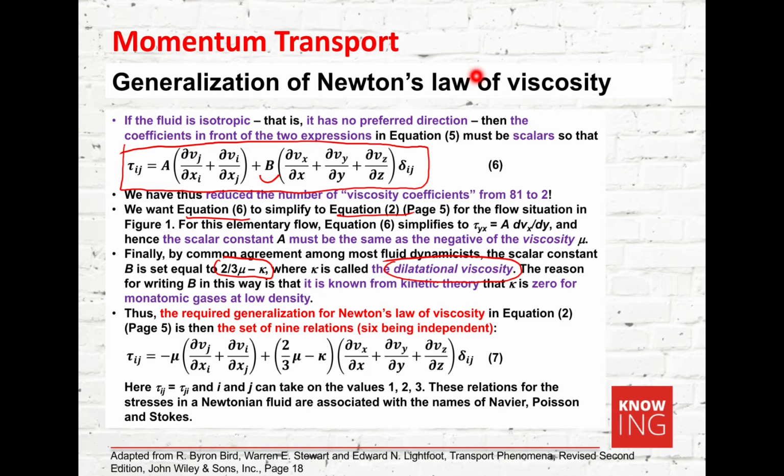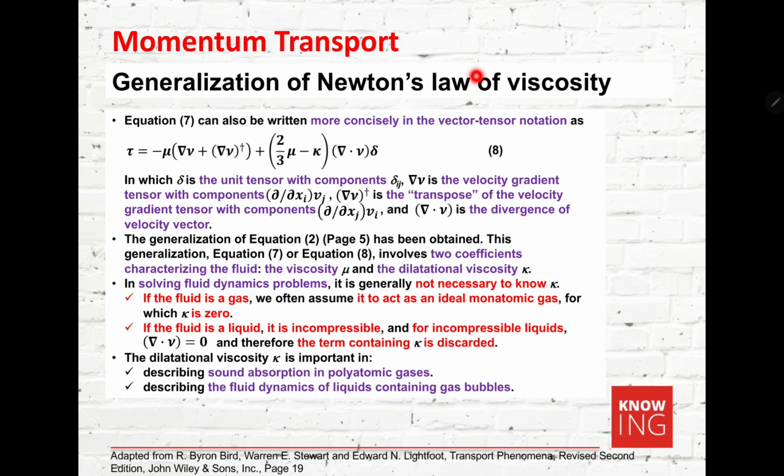Therefore, the required generalization for Newton's law of viscosity can be simplified into these particular equations in here. Okay, and then in terms of vector tensor notation, it can be written in this form in here. Then we have known before that this particular thing is called the viscosity, but this particular thing in here is called the dilatational viscosity.